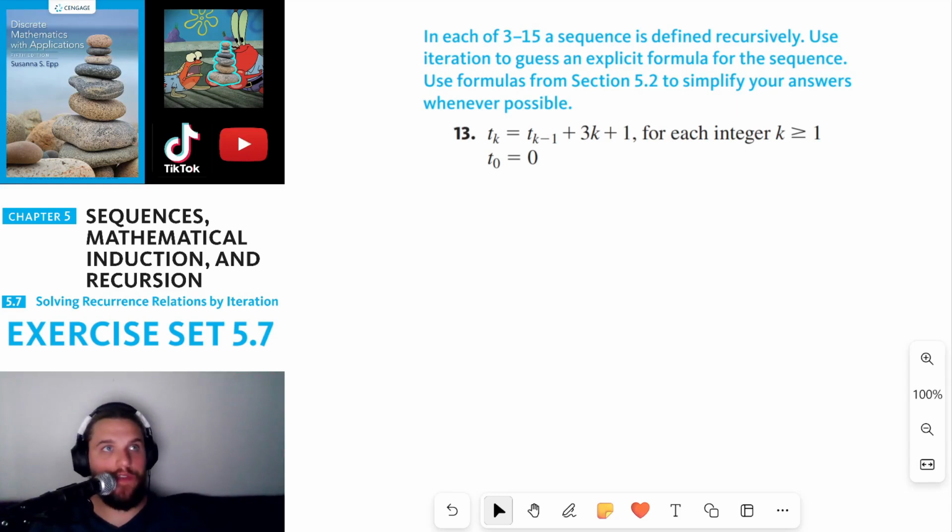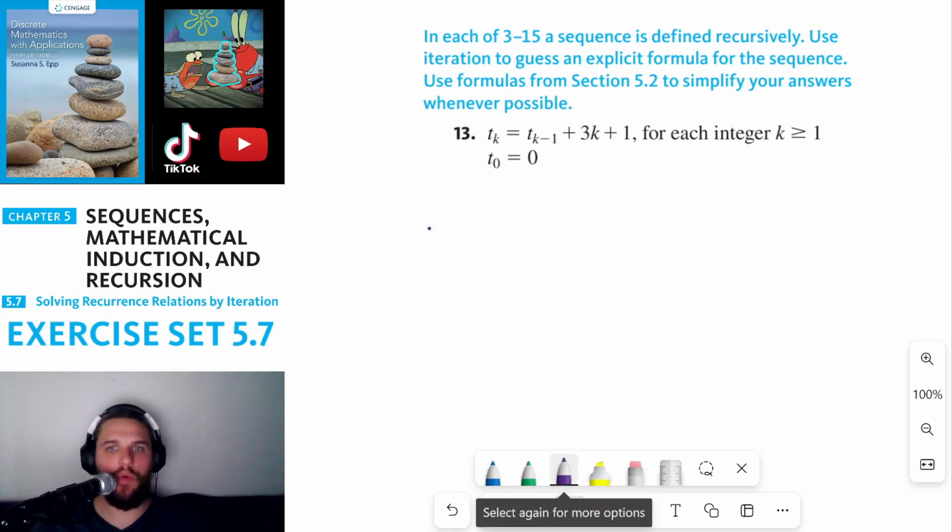In each of 3 through 15, a sequence is defined recursively. Use iteration to guess an explicit formula for the sequence. Use formulas from section 5.2 to simplify your answers whenever possible. t sub k equals t sub k minus 1 plus 3k plus 1 for each integer k greater than or equal to 1, and t sub 0 equals 0.